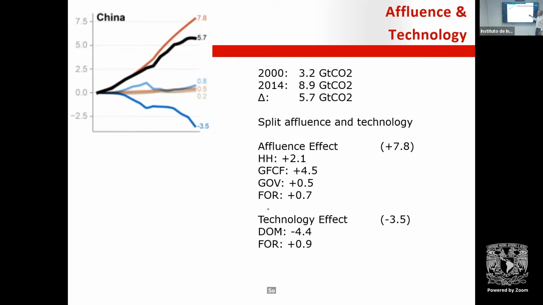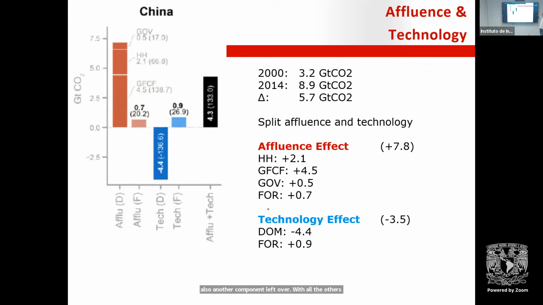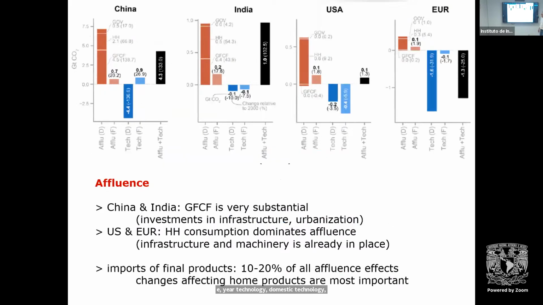And if you subtract these numbers, you see that there is also another component left over with all the others. We'll focus here on affluence and technology. So here you see the colors. Household, gross fixed capital formation, government, and foreign. And in the same fashion here, technology, domestic technology, foreign, and this is the summation. Now, these are the graphs for China, India, US, and Europe.